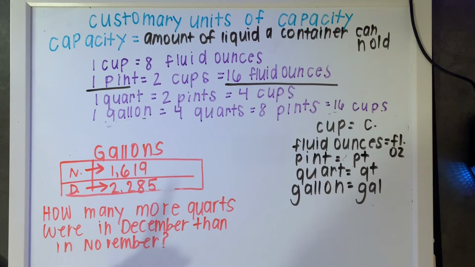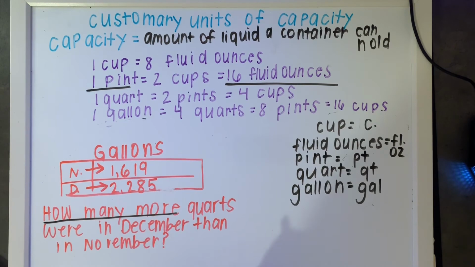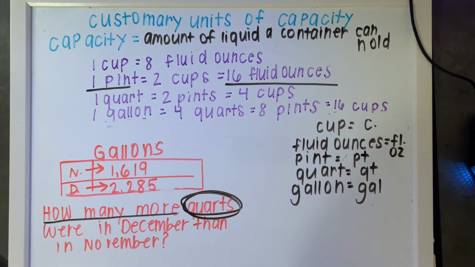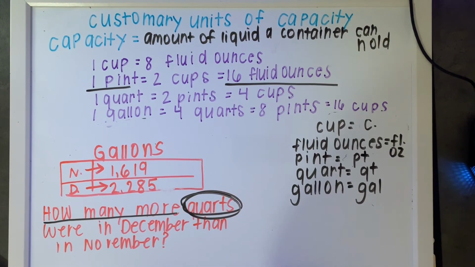So you're going to obviously need to use this chart to help you, but it's really important to use your CUBE strategy and to go through and figure out what this question means. So how many more? Okay, that would tell me that at some point I'm probably going to be subtracting to find a difference. But this question is asking about quarts. So I'm going to need to convert these gallons to quarts in order to answer the question.